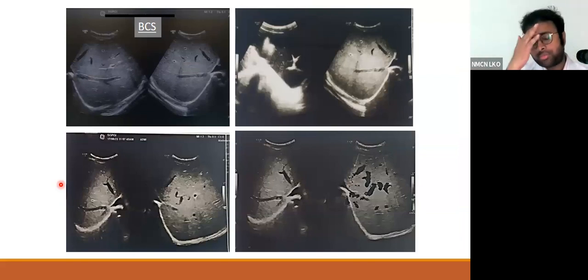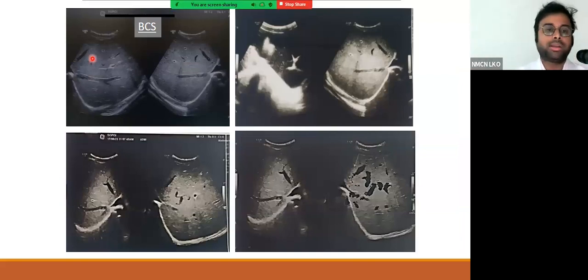So these are the images of a case of Budd-Chiari syndrome. Here we can see central ostial stenosis of the right hepatic vein and short segment central stenosis of the middle hepatic vein. We can see multiple intrahepatic comma-shaped collaterals, which are better visualized on color Doppler images. In the same patient, there was ascites present in pelvis. So this is the characteristic feature of Budd-Chiari syndrome. Stenosis or non-visualization of veins with development of collaterals.